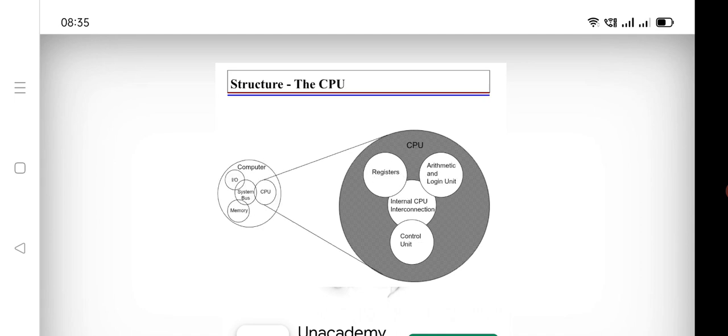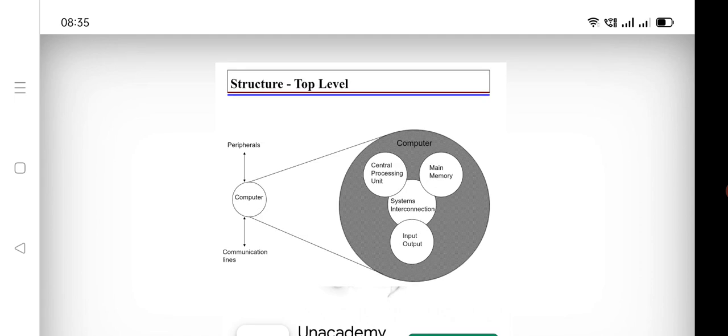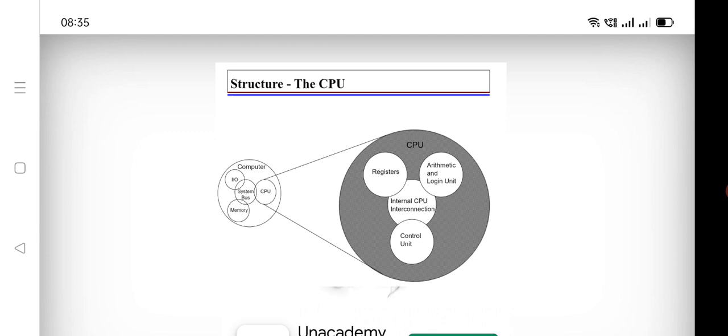Let us get into the CPU part of your computer. In the CPU part of your computer, as I have told you in the previous slide, here you are going to have a computer. What is the structure of this one? CPU, main memory, system interconnections, input and output.